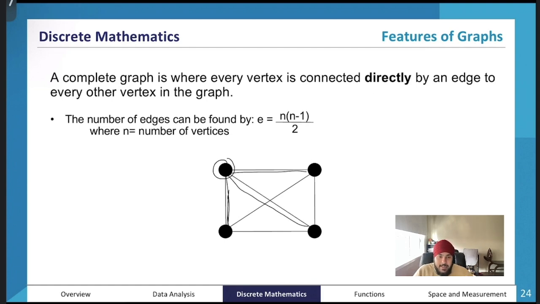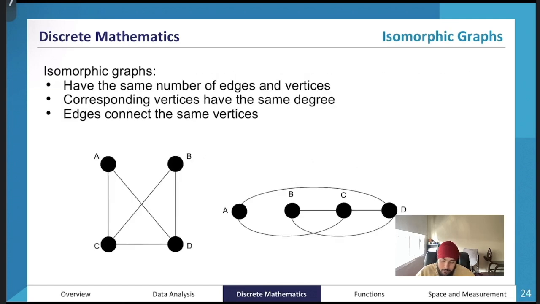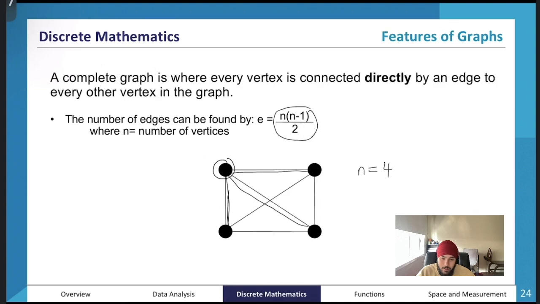And the number of edges in a complete graph can be found by this rule: n times n minus 1, over 2. This is like a shortcut. To determine the number of edges that a complete graph will have, you just apply this formula. So for example, for this one, we have 1, 2, 3, 4 vertices, so n is equal to 4. Applying this formula, that will be 4 times 3 over 2, which is 12 over 2, which is 6. So therefore, this graph will have exactly 6 edges, and I don't even need to count them.